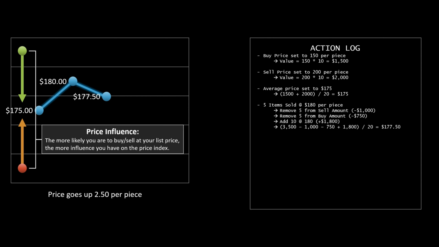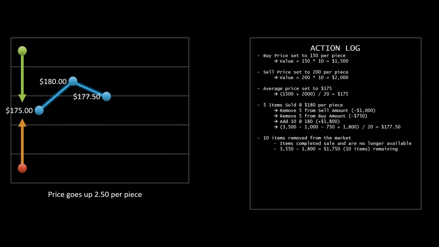But while this had a significant impact on our price point, effectively moving it up 2.5 points, it comes at a cost. It means that these items will no longer be able to influence the market going forward. That's because the act of completing the transaction means they are no longer for sale. In order to put them back on the market, the buyer would have to become a seller, and the item would have to show up as a new item rather than an existing one.